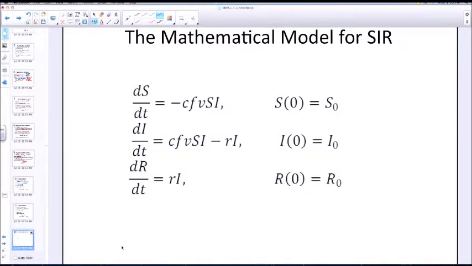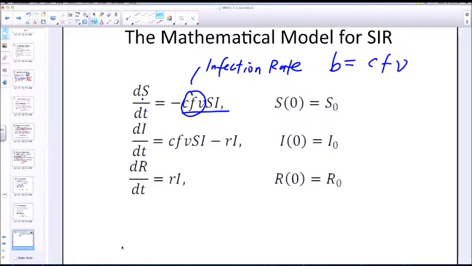In the baseline, now our analysis ends up with this system. The change rate of susceptible equals this constant, C F V put together, has a name. We call it the infection rate. The infection rate, you can call it B if you want. And the negative, because this is flow out.